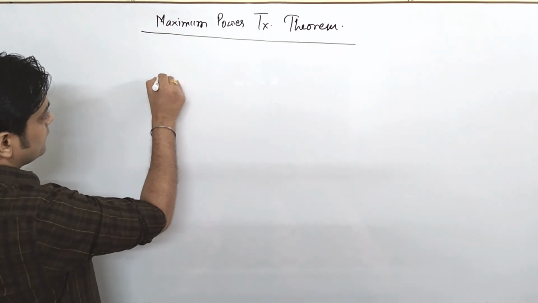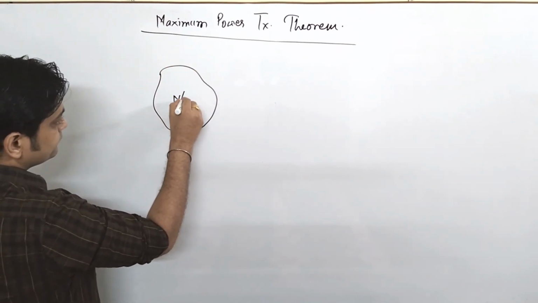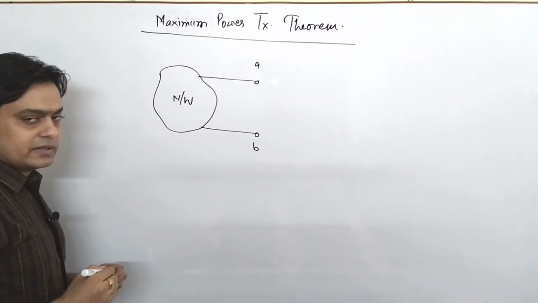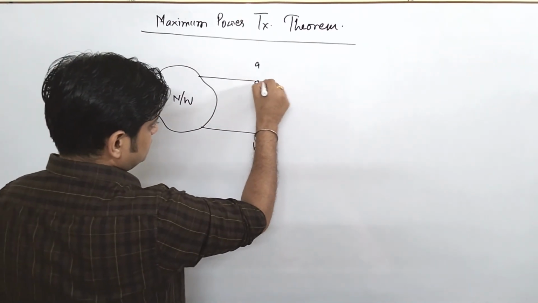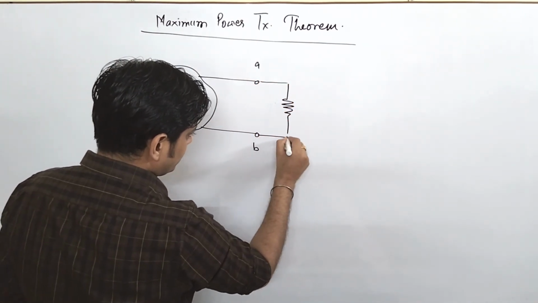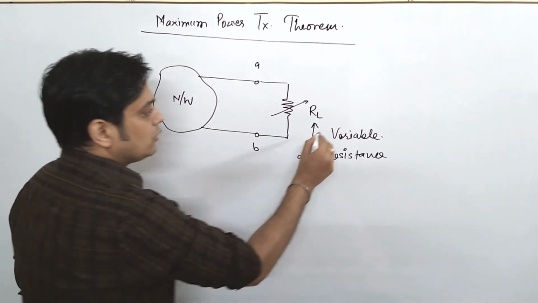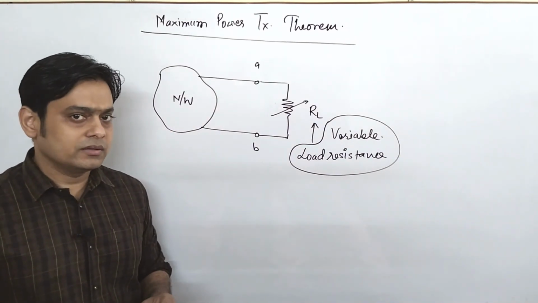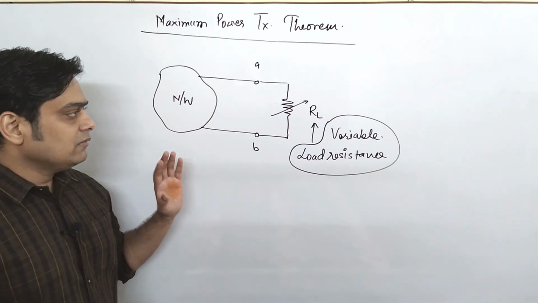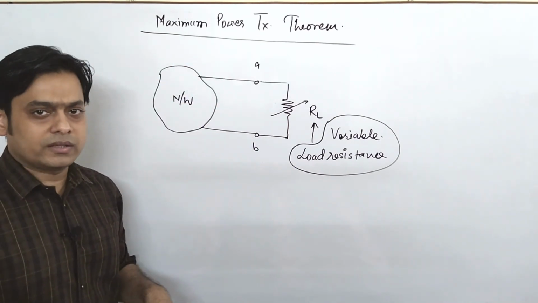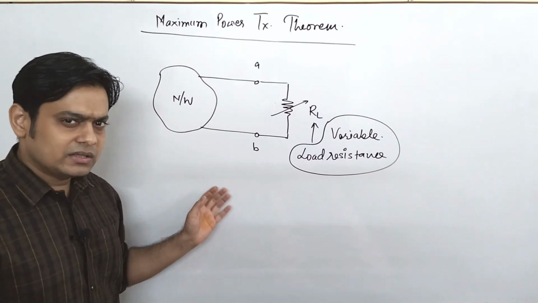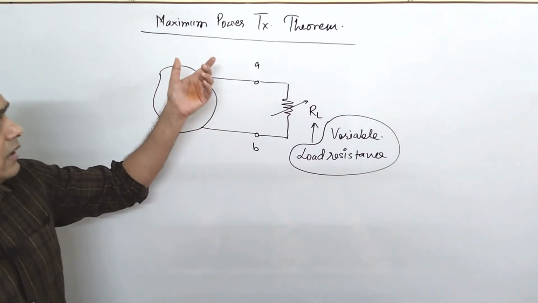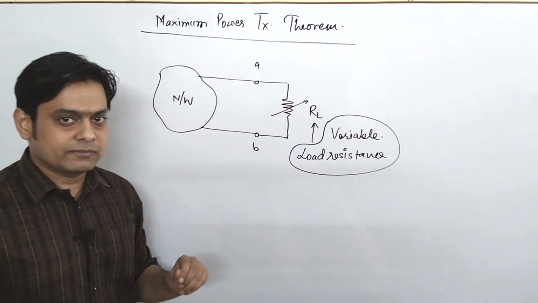First of all, let us consider a network having terminals A and B. Now please try to understand the basic concept. For the time being, yes, it is a variable load resistance. When you go through your communication networks subject, you will see this term used in antennas, in various communication networks, and even in the semiconductors area, where there is a concept of maximum power transfer.